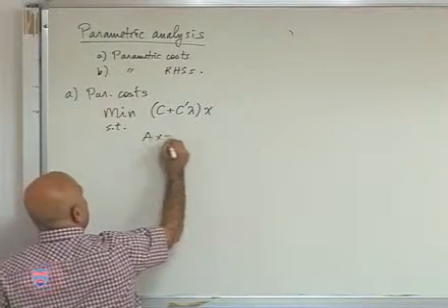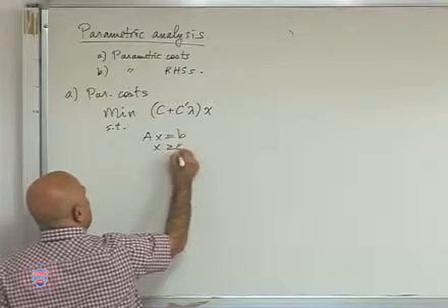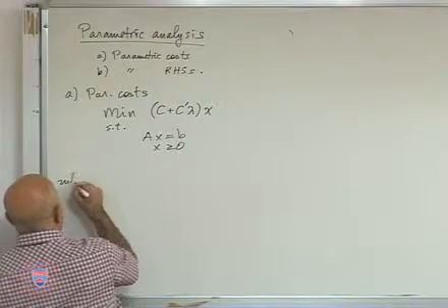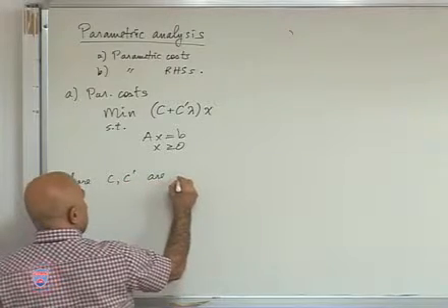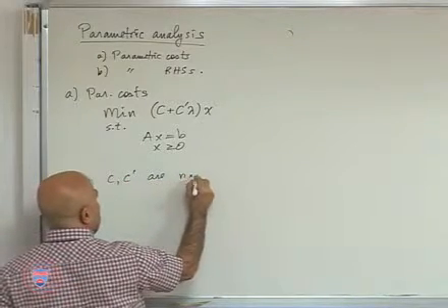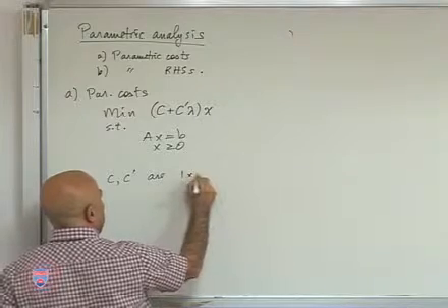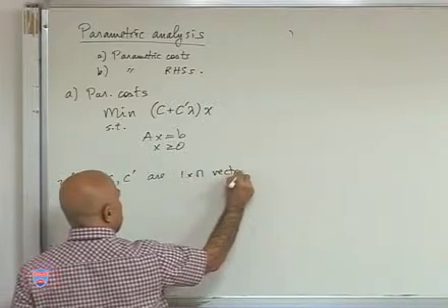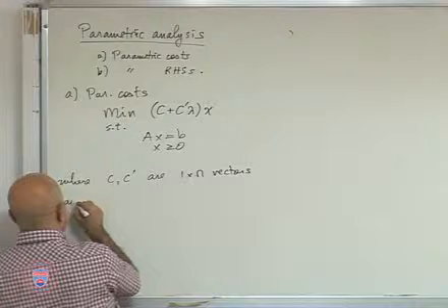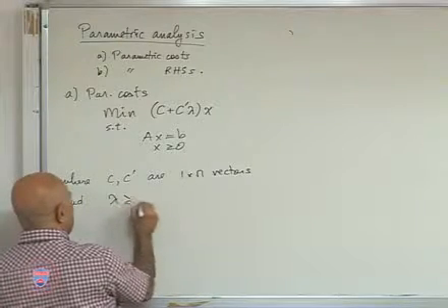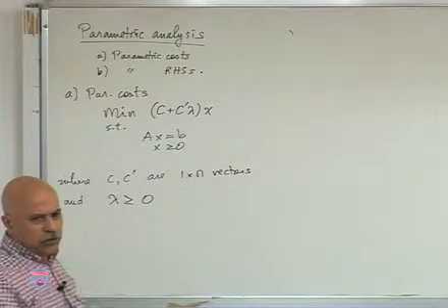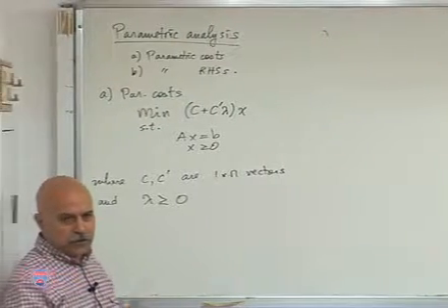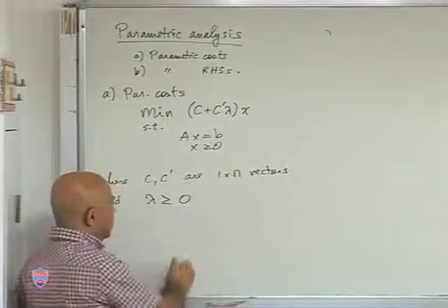Subject to Ax equals b, x greater than or equal to 0, where c and c prime are n by 1 vectors, given vectors, okay? And lambda is a parameter, and it's assumed to be non-negative. Could be also negative. It doesn't really matter, but let's just keep it simple and assume it's non-negative.